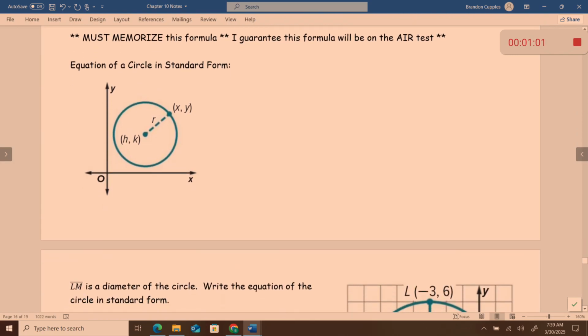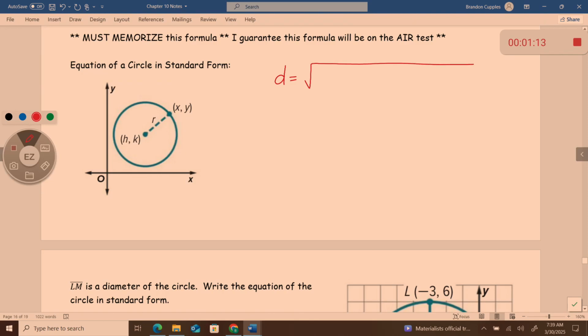Okay. So there is a formula that is on your formula sheet. It is the distance formula. And the formula for a circle comes from this equation right here. Now, if I were to write down the distance formula, here's what you have. And I want you to write this down as well. And I'm going to show you how similar this formula is to your distance formula.